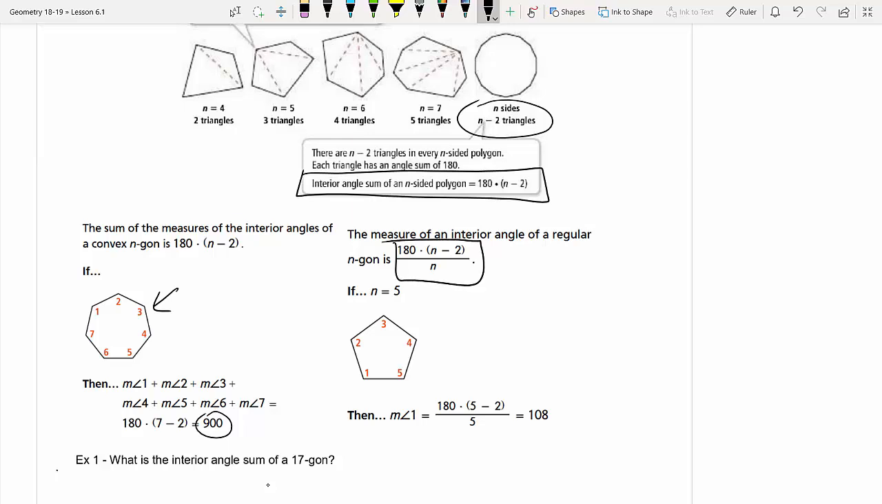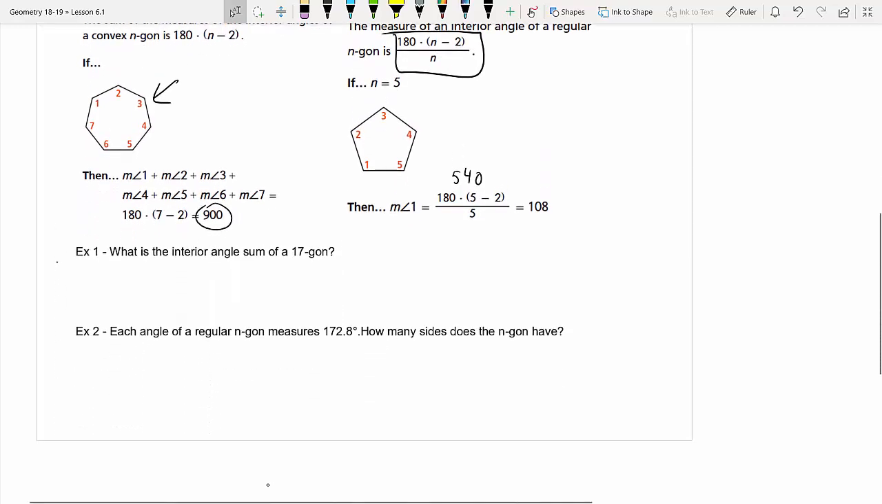It's the same 180 degrees times n minus 2. We're then going to divide by the number of sides. So in our pentagon here, if we do 180 times 5 minus 2, that's going to give me a value of 540 degrees. We're then going to divide that equally amongst 5 angles, and it gives us a value of 108 degrees.